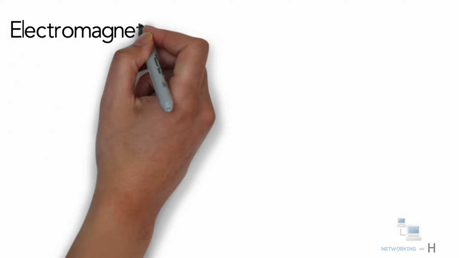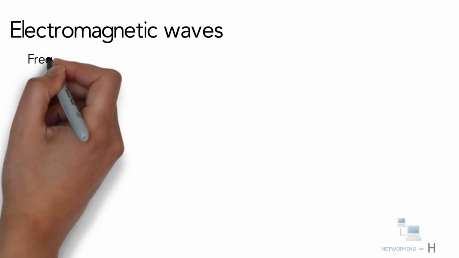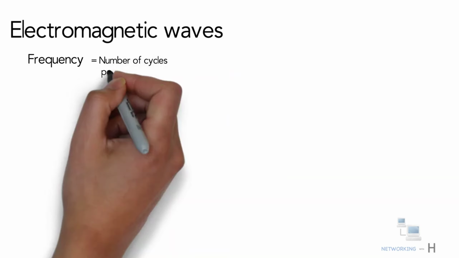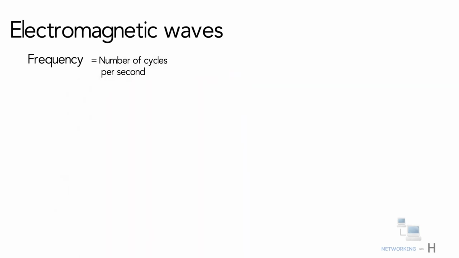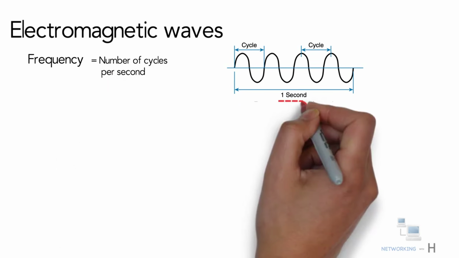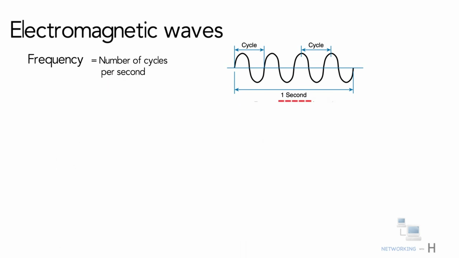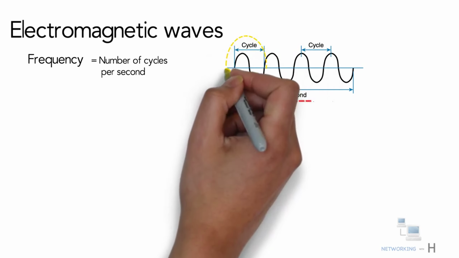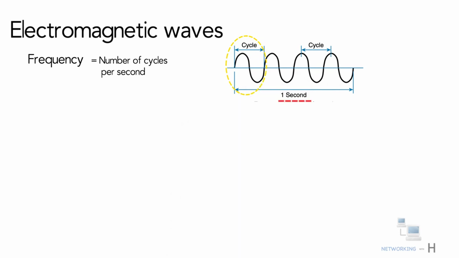Electromagnetic waves are measured using frequency. Frequency is equal to the number of cycles per second. That is, the number of times the signal makes one complete up and down cycle in 1 second. A cycle can begin as the signal rises from the center line, falls through the center line, and rises again to meet the center line.